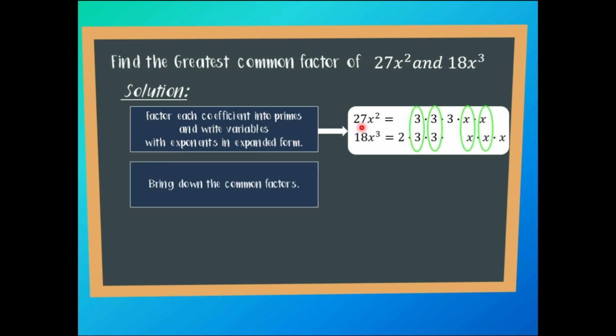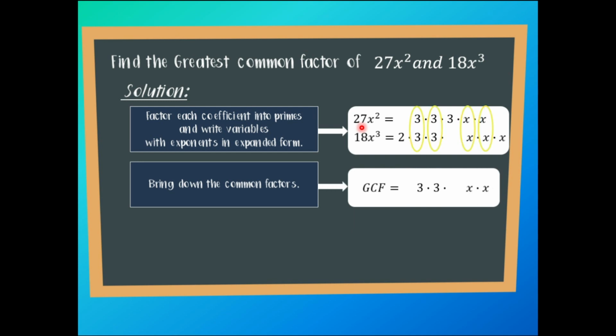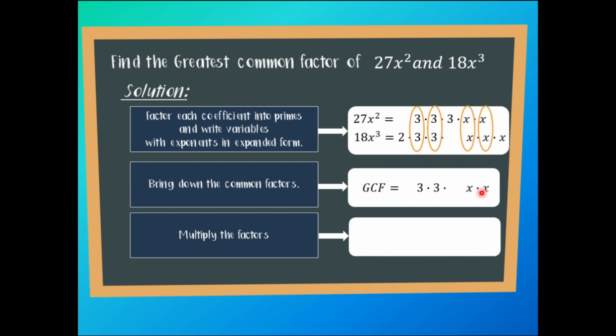Bring down the common factors. So the common factors of the two expressions are 3 times 3 times x times x. And multiply the factors. The GCF of 27x squared and 18x cubed is 3 times 3 is 9, and x times x is x squared. So therefore, the GCF of 27x squared and 18x cubed is 9x squared.